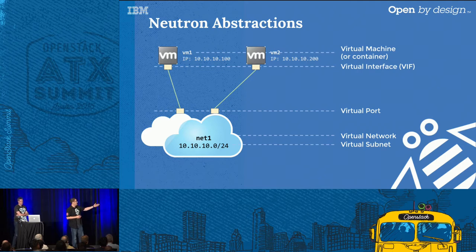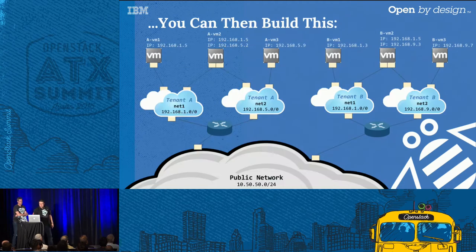You can create a network. It might be composed of the virtual network itself, the subnet that's associated with it, and then it has virtual ports. Those are all things that are a part of OpenStack Neutron in an OpenStack deployment as well. And then on the top, you have the virtual interfaces associated with the VMs, or potentially the containers as well, right? And those are associated with the virtual machine as well. So all of these abstractions together allow you to do some interesting things, right?